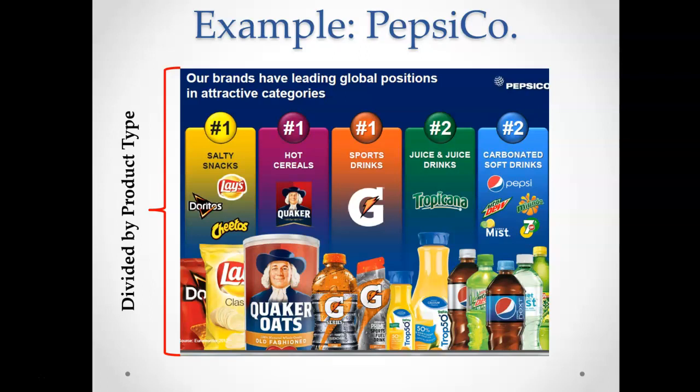A downside is that there might be duplication of effort. So if I'm selling to Kroger, I might have 4 different salespeople calling on Kroger at the same time. They're just going to different category managers because of different product areas.